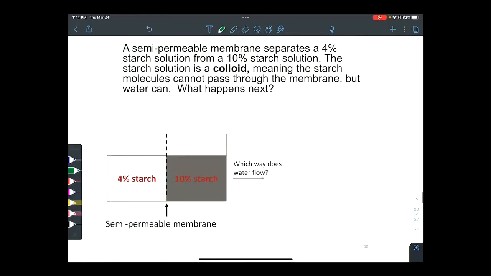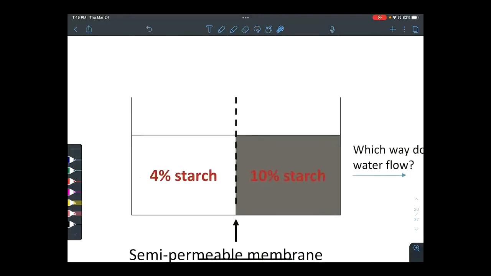All right, so here's an example. We have two containers separated by a semi-permeable membrane. I have two different concentrations of starch. So starch is the solute in this case. Which way will water flow to create an isotonic system? So this system is going to undergo osmosis. Water is going to move, but we need to predict in which way will water move. This is tricky, and I think students often think of the wrong way. So take a second and think about it. Which way do you think water needs to move to make an isotonic system?